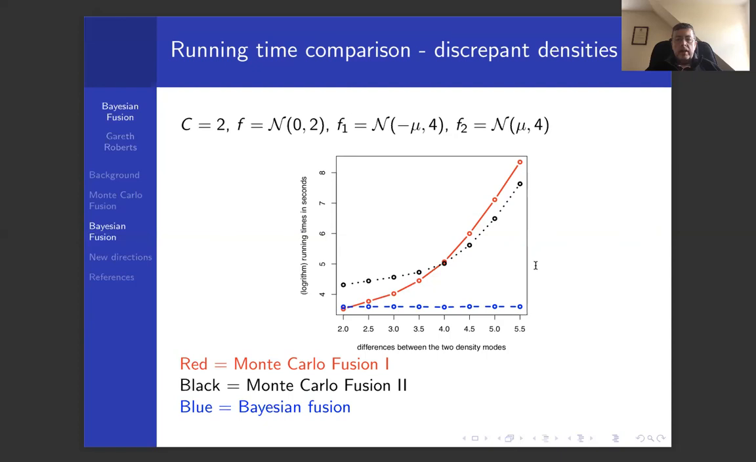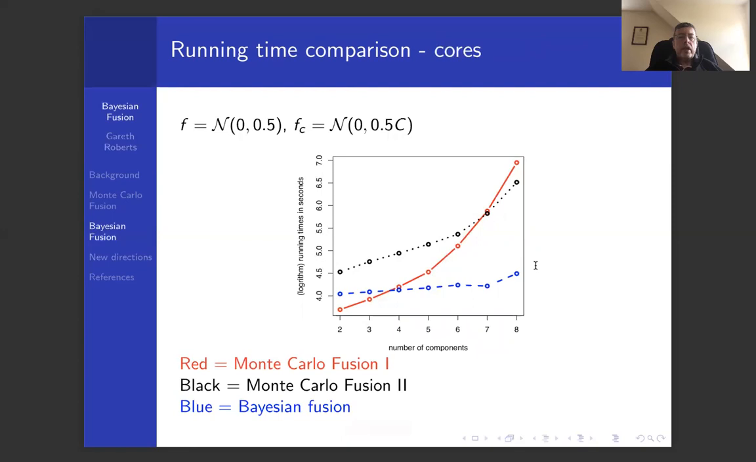Another example: how sensitive might these methods be to the number of cores? So here we've looked at an analysis of how the running time depends on cores. And again, we see the Monte Carlo fusion options being highly sensitive to the number of cores, whereas the Bayesian fusion algorithm seems to be fairly robust. And in fact, we've done this kind of experiment on harder examples for many more cores than this, and we see a similar picture.